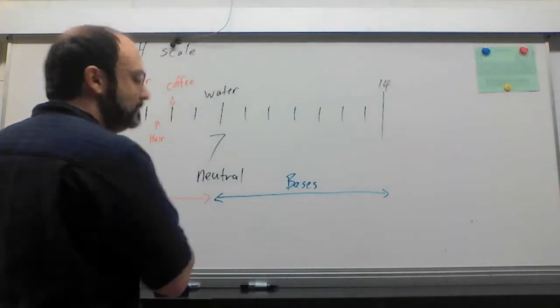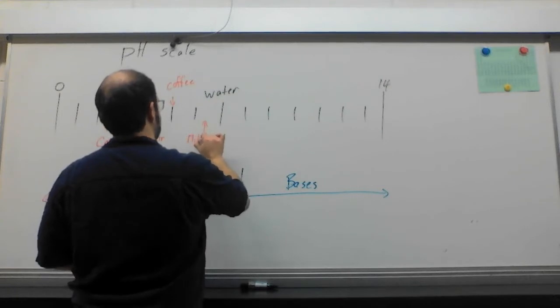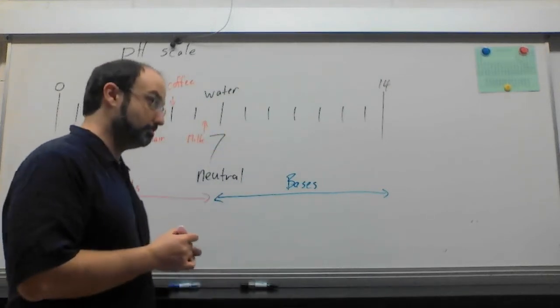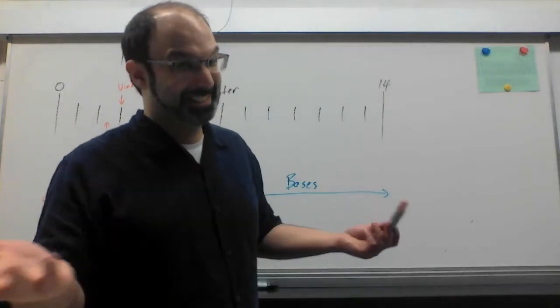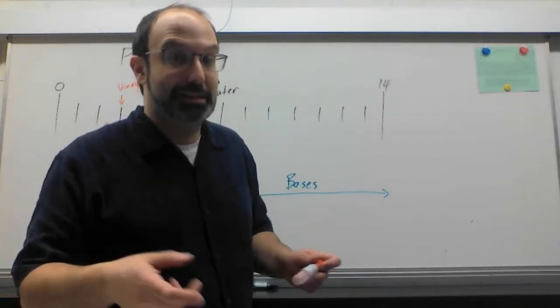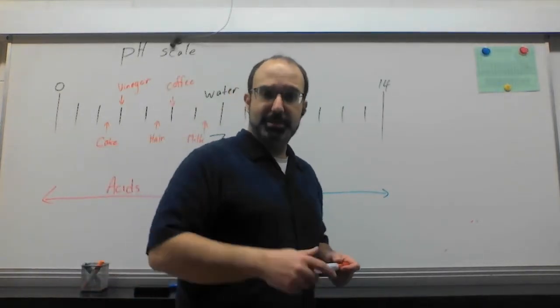Okay, let's put some other cool things on here. What about milk? Milk is a 6.5. That goes right there, almost at water. Because, of course, most of milk is water. I mean, it's only 2% milk, 1% milk. What's the other 99%? It's water. But all right. Enough of this boring stuff.